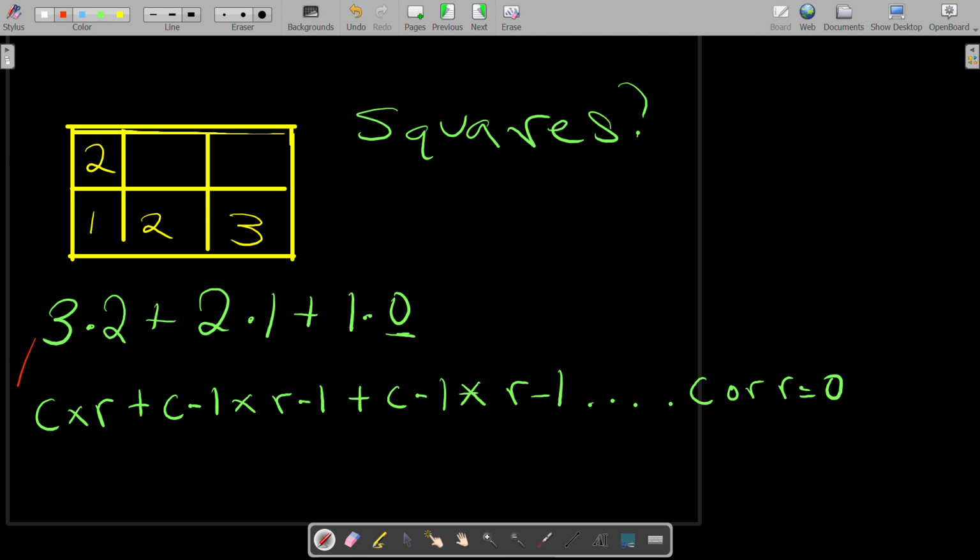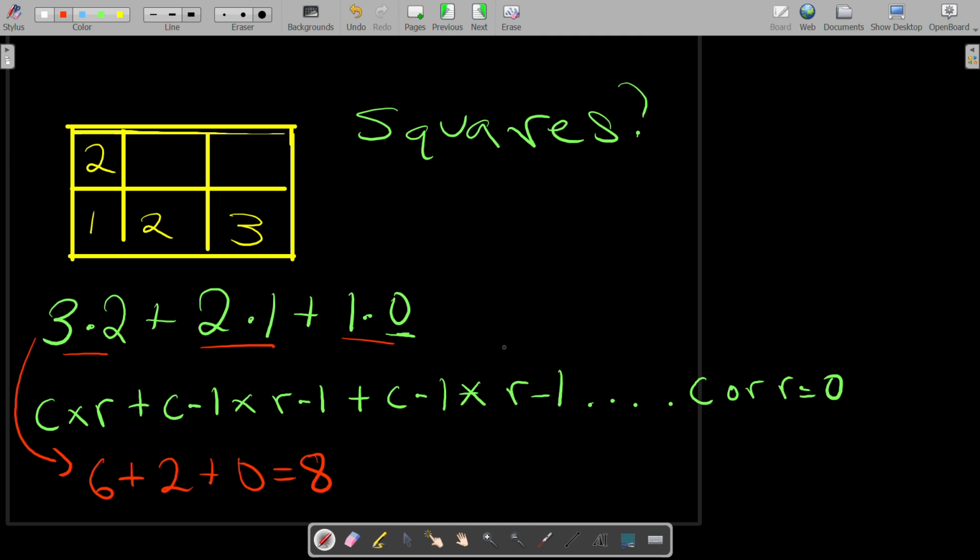Okay, so let's work this out. So let's bring this down here and let's work it out. So 3 times 2 would be 6. Okay, 2 times 1 would be 2. Plus, well, this would obviously be 0, so we don't have to worry about that. But I just wrote it so that I know when to stop. So it's a good strategy to have plus 0. So if we add all these, we get 8. So that's how many squares are in this.